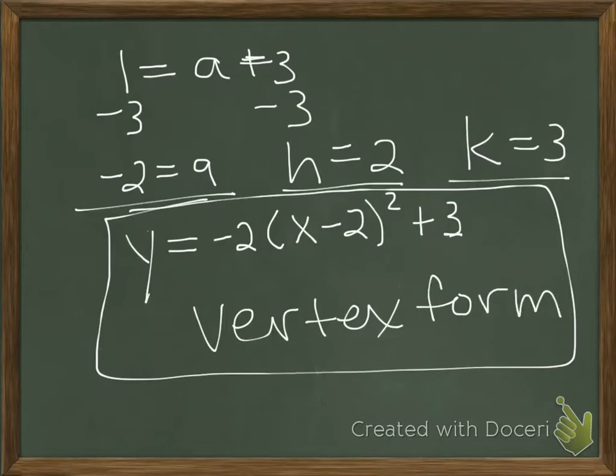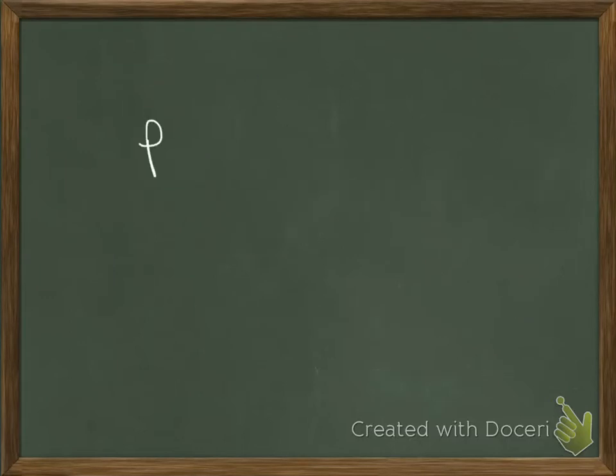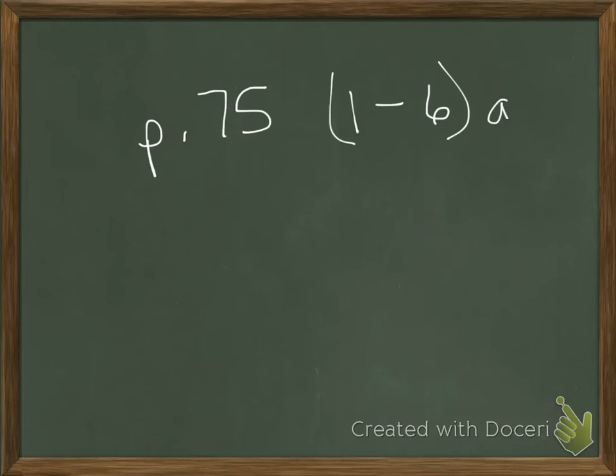Okay, so now you only have a very few problems that you can work for this. We're going to go to page 75. This is at the end of the chapter. And you're only working problems 1 through 6. So you work all 6 of those problems, and then you'll be finished, and then you can take your quiz.